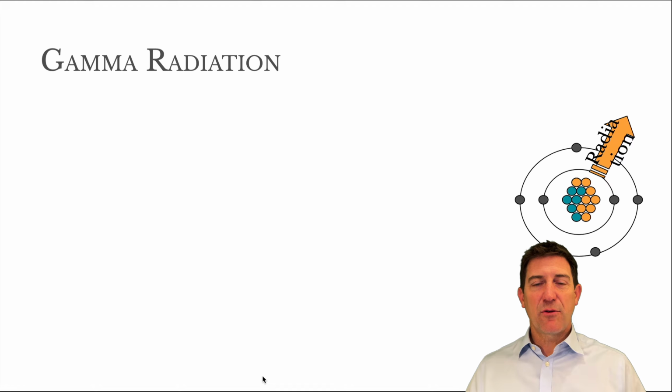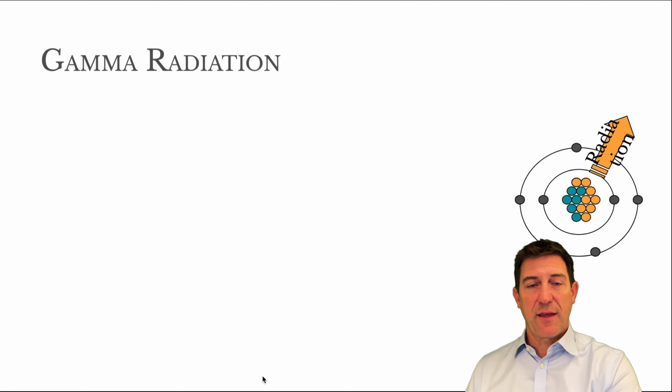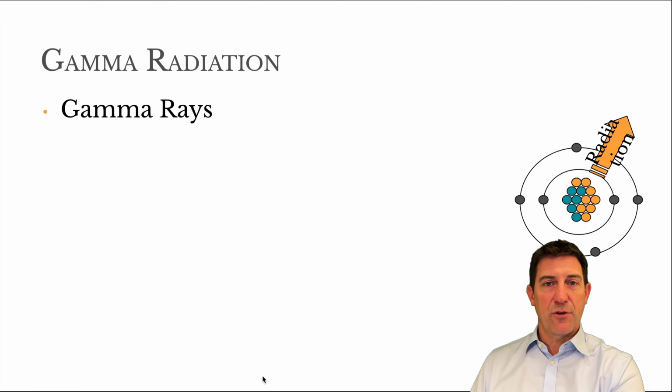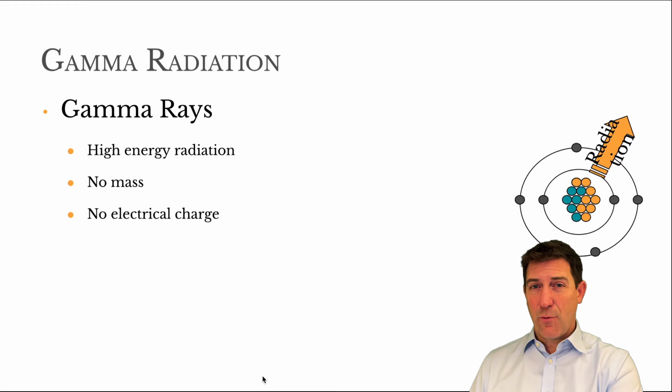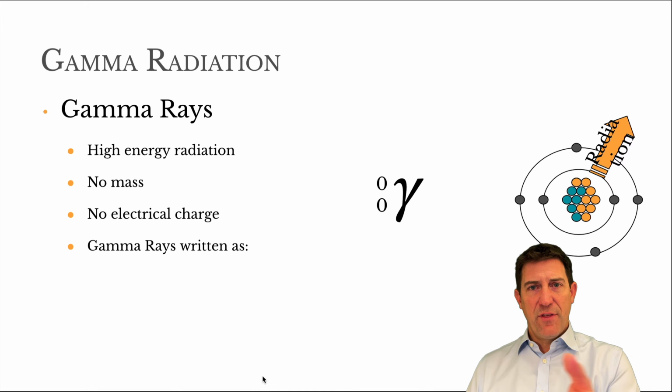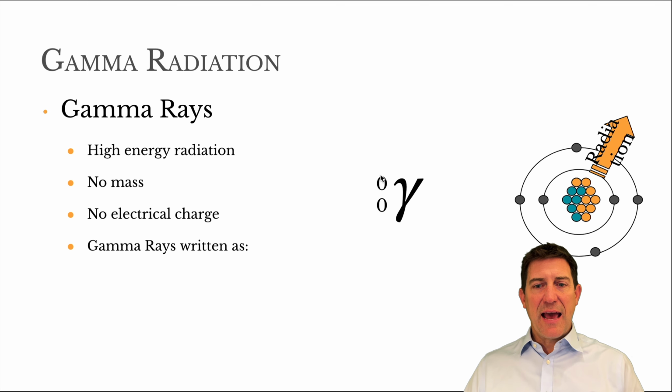The last of the big three is gamma radiation. Gamma radiation is different than the other two because gamma radiation are gamma rays. It's high energy radiation that has no mass and has no charge. So if we think, how would we write that out? Well, this is the symbol we use. It has no mass, it has no charge, and this is the Greek lowercase gamma. So we use this symbol.